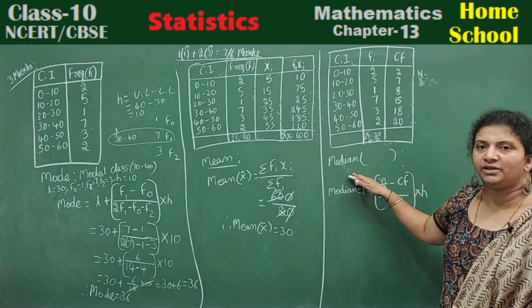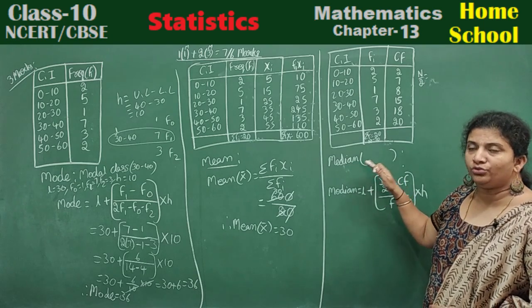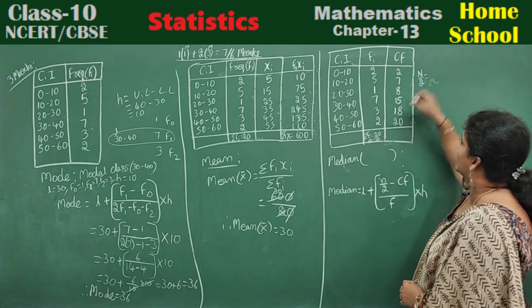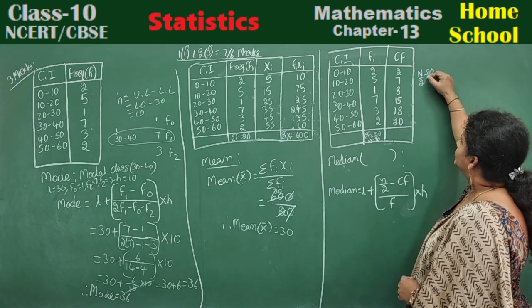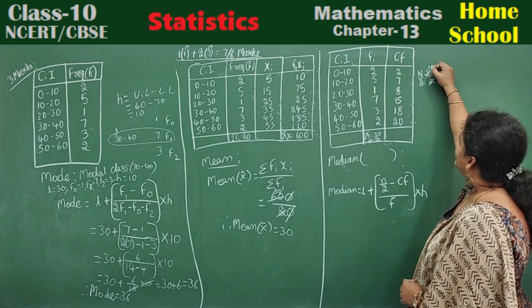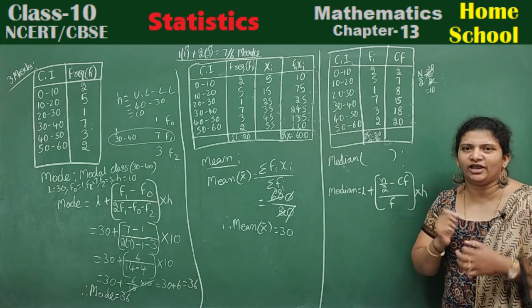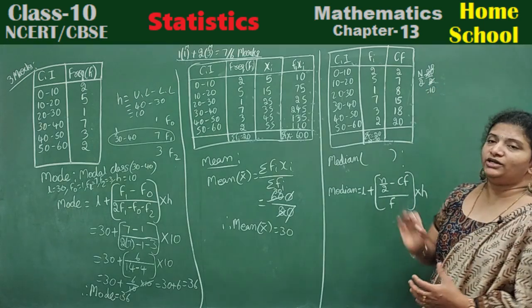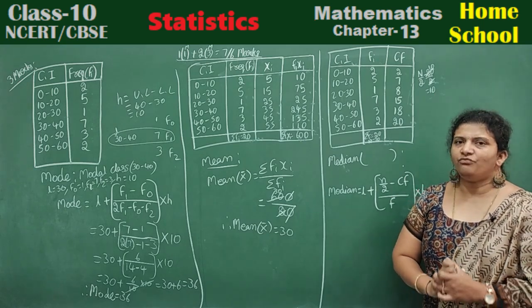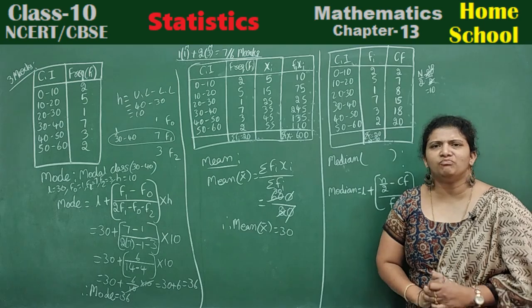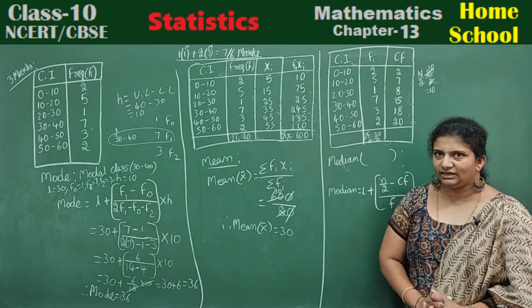In order to find the median class, we need to take half of the total frequency. That is, n value is 20, and 20 by 2 will be 10. Where is this 10 you need to observe? In the cumulative frequency. The n by 2 value is 10. Now, we need to find the median class. This step is very important in order to calculate the median.